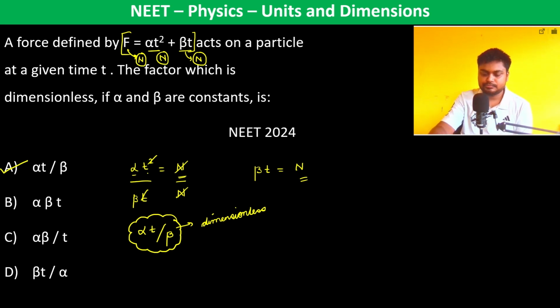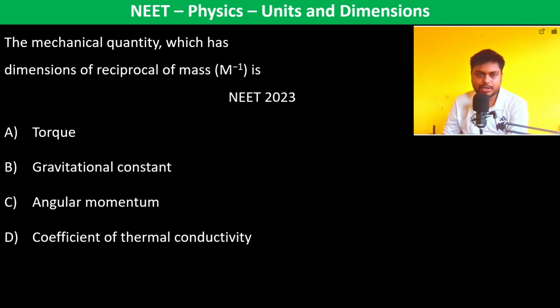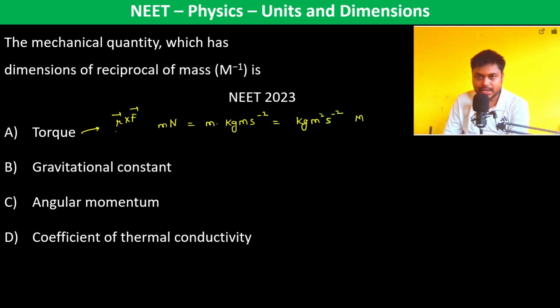Thank you. The mechanical quantity which has the dimensions of the reciprocal of mass, M inverse, is. So torque is r cross F. So this is in meters and force is in Newton. So this is meter into kg m s^-2. So this is kg m square per second square. So this is M L square T^-2. So of course this is not having M to the power minus 1.